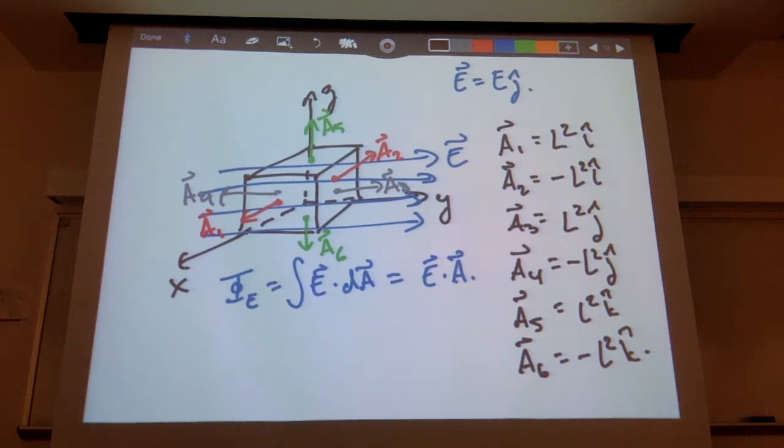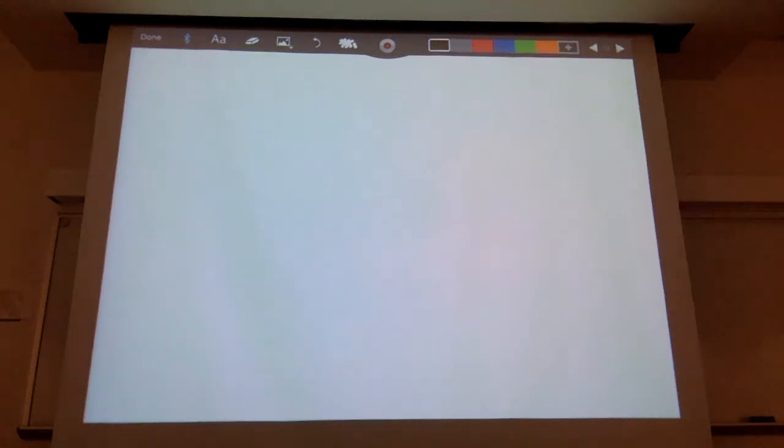So good. Now from this we can calculate the flux through each surface. So we can say the flux through surface 1 is equal to the electric field dotted by area 1. Well, we know the electric field is equal to the magnitude of the electric field in the j hat direction, dotted by L squared in the i hat direction. You told me j hat direction. There we go. Well, what's j dot i?